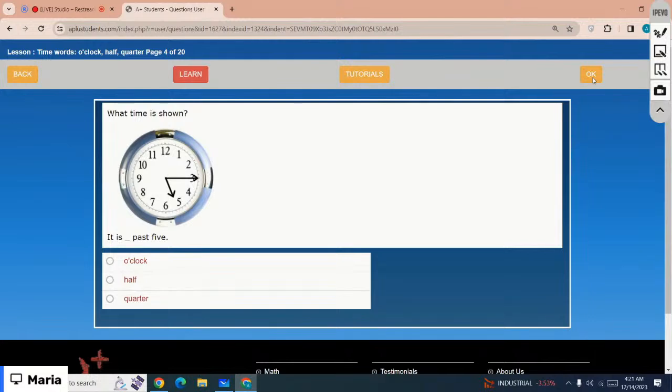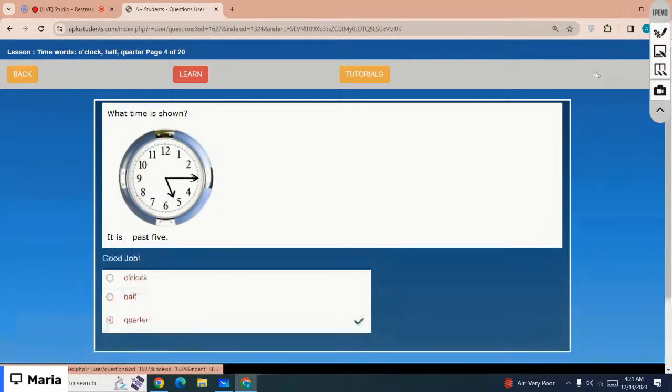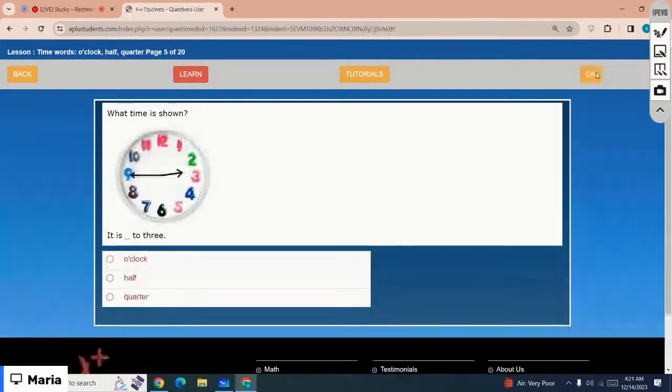What time is shown, which is the correct option? That is 15 minutes after 5, right? So you can say that is quarter past 5. What time is shown, which is the correct option?